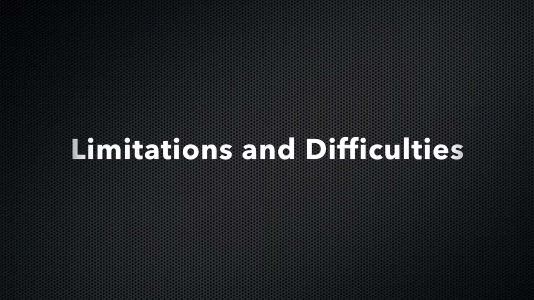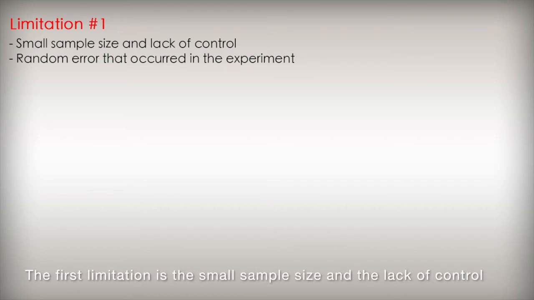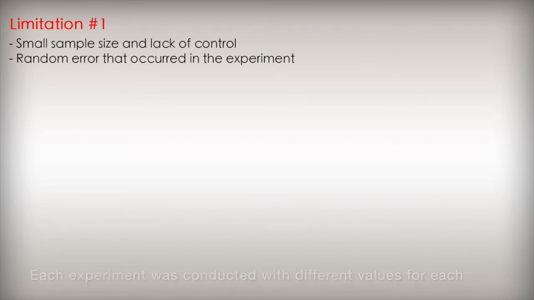What are some of the limitations to our experiment? There are several limitations to our experiment. The first limitation is the small sample size and the lack of controls. Each experiment was conducted with different values for each parameter, and therefore, we are unable to determine to what extent our results are based upon random error.